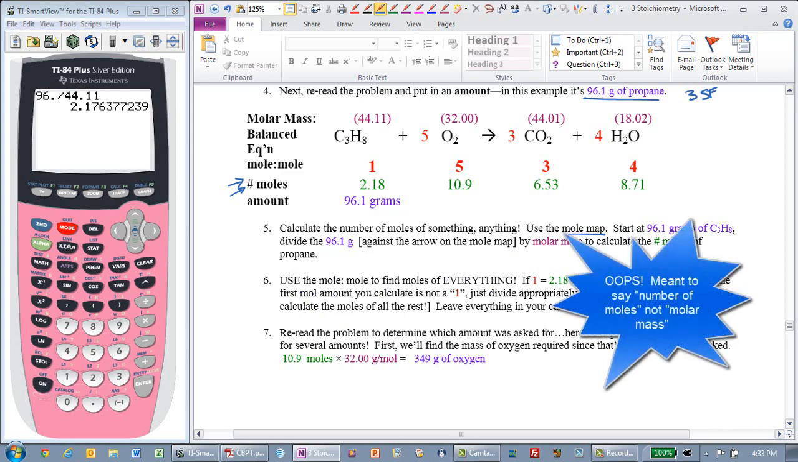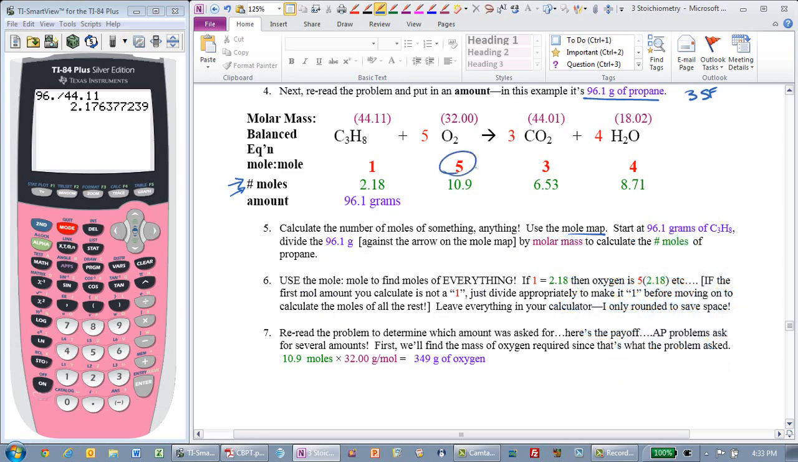Now I use this molar mass to find the moles of everything. If 1 equals 2.18, then oxygen is 5 times that because it's got a 5 sitting right there versus this 1. I'm just using a simple ratio. So that's 10.9. 3 times 2.18, 6.53. 4 times 2.18, 8.71. Write them all down. You never know what you're going to need. So it takes you seconds to get all of them. By now, though, you forgot what they're asking you.